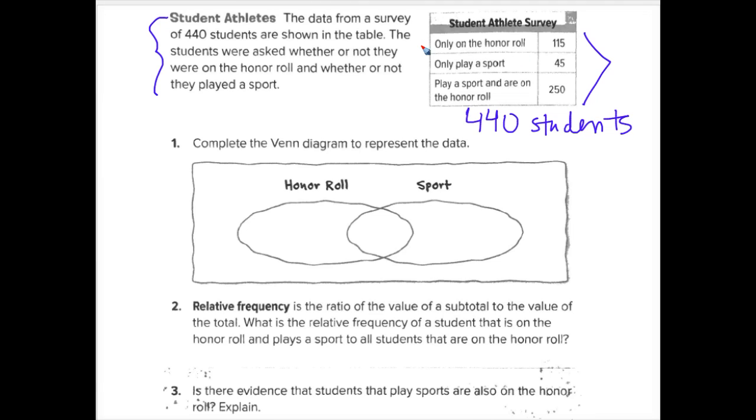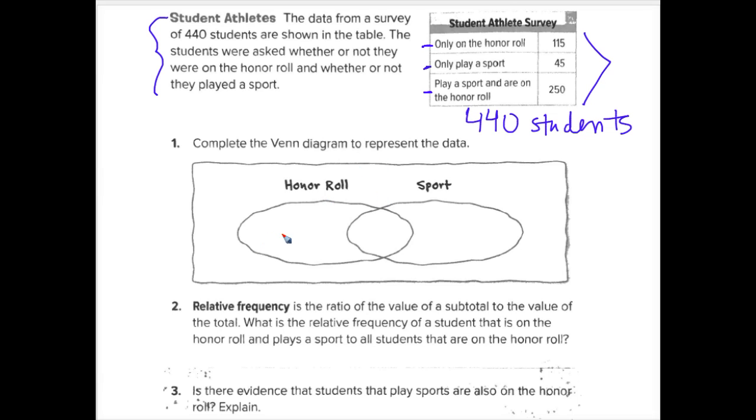that were polled, and they were asked if they are only on the honor roll, if they only play a sport, or if they're both. So you couldn't be more than one of these. You're either just on the honor roll and that's it, you just play a sport and that's it, or you do both. You play a sport and you're on the honor roll. So complete the Venn diagram.